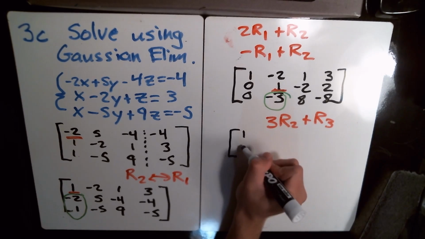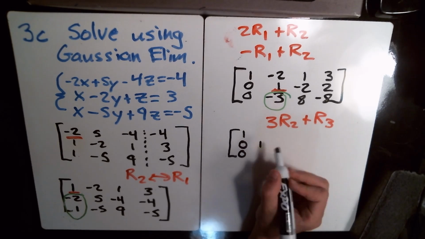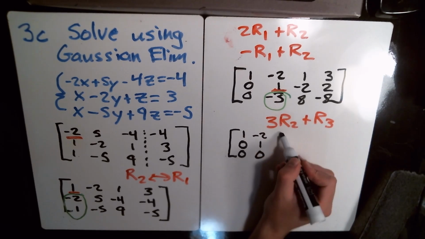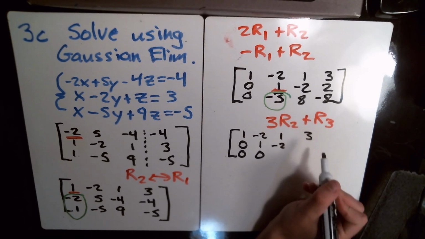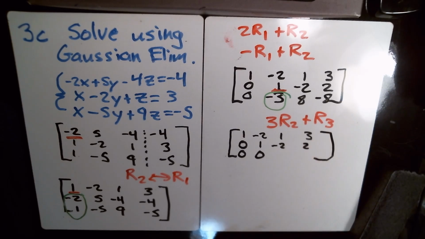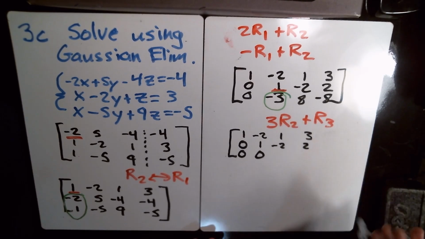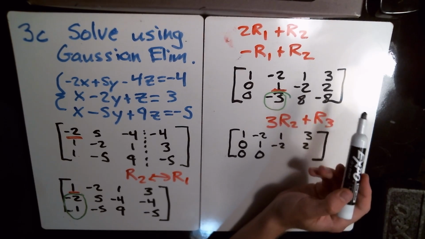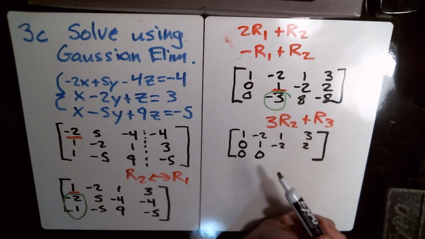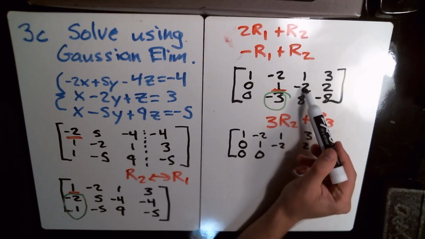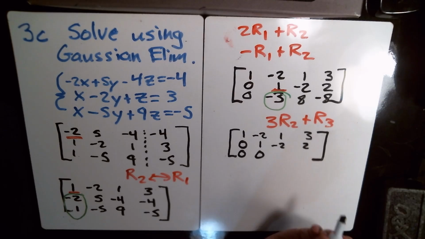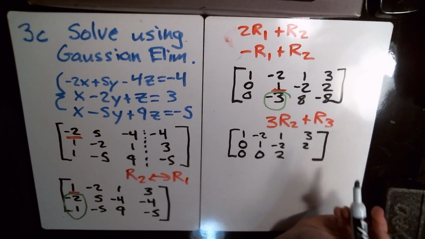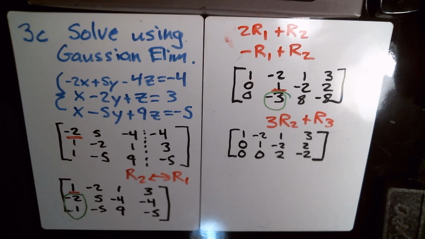So we get 1, 0, 0, and then 1, 0, okay, those aren't changing. Okay, there we go. So 3 times 1 was 3 plus -3 was 0, right? 3 times -2 is -6 plus 8 is 2. 3 times 2 is 6 plus -8 is -2. Okay?